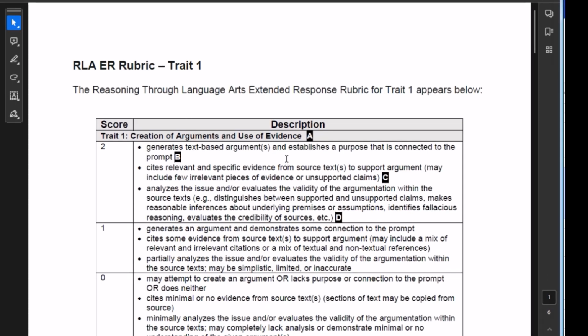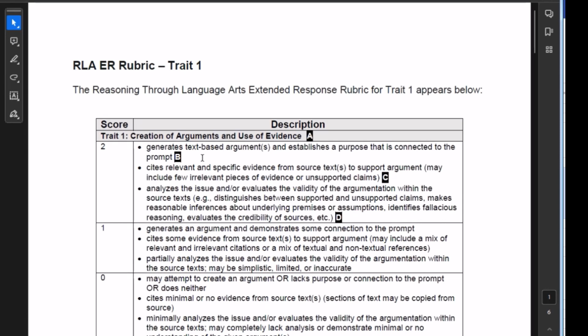So going back to this first bullet point, the second part of it reads, establishes a purpose that is connected to the prompt. So they want to make sure that you understand what the task is. And establishing a purpose means you need to say in the beginning of your response, up front, within that first paragraph, within the first few sentences, you need to make a stance and say, this side is stronger than that side because, and then you give a short little summary of what you're going to write in your paper, and then your response unfolds. And we'll talk about how to structure that as well.